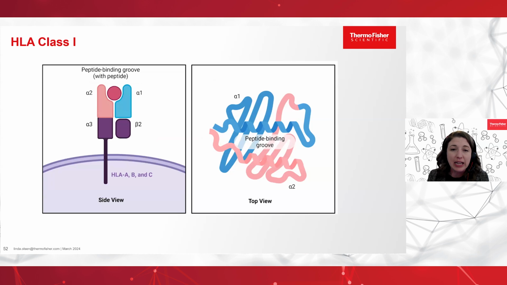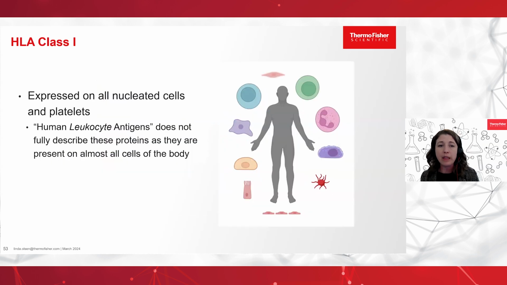So, HLA class 1 has 3 alpha chains and a constant beta 2 microglobulin. It constitutes HLA A, B, and C, and it can bind shorter peptides in the binding groove. And when those are present, they will be somewhat flexible but anchored by particular bound points within that groove. HLA class 1 is expressed on all nucleated cells and platelets. So human leukocyte antigens doesn't really describe these proteins as they're present on almost all the cells of the body.